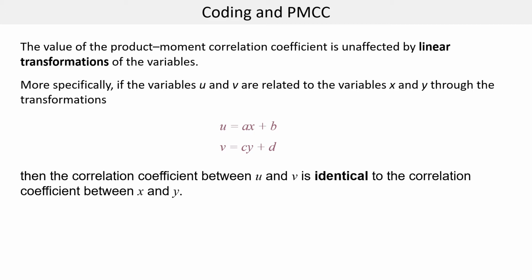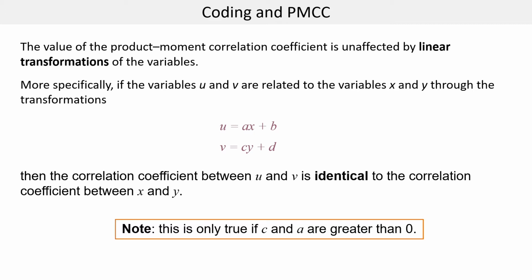But that's not quite the same for the S of XX or the S of YY or the S of XY. Although the value for R is unaffected, these values do change. Just the change is cancelled out from one to the other. Let's have a look at how they might change individually. Coding linearly.